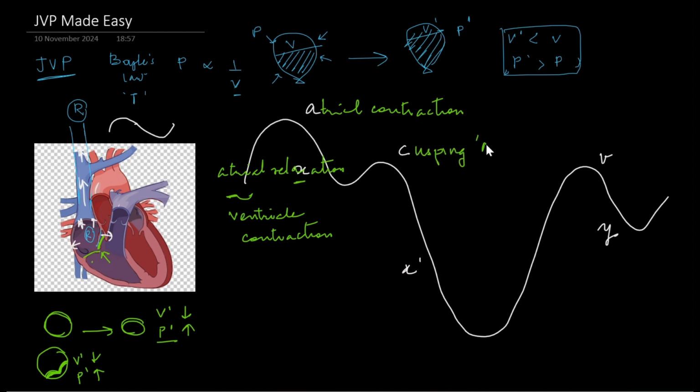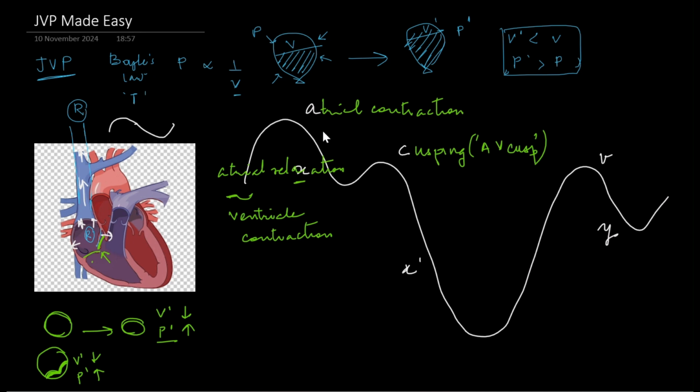Why? Because these are the AV cusps, the tricuspid cusp coming into the atrium, pushed into the atrium, reducing its volume, increasing its pressure. So this AV cusp is producing cusping of the atrium, increasing its pressure by a bit. That is called the C. But the C one is not so prominent.